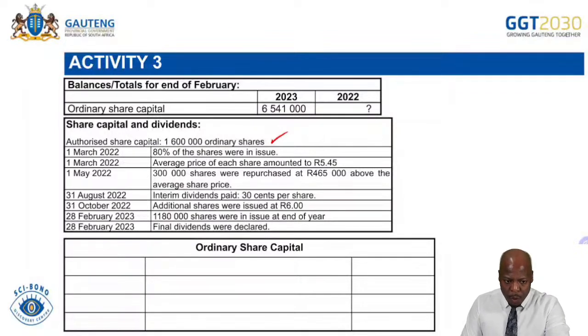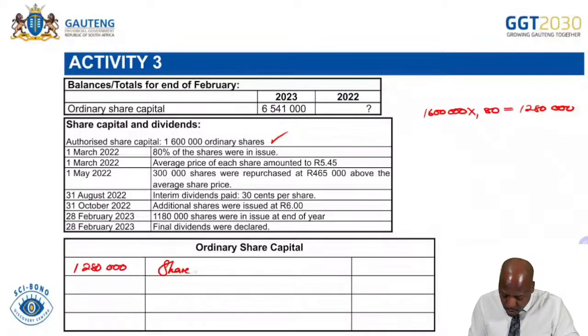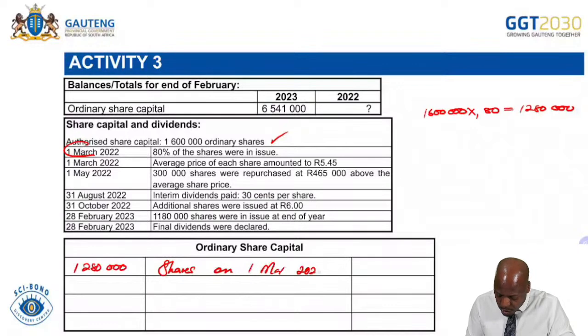So we take our 1.6 million, which is our authorized, and then we want to get the 80%. Make sure your calculators are closed once again. So 1.6 multiplied by 80%, how much do you get? 1,280,000. So I'm going to come here and I'm now going to say, at the beginning, I had 1,280,000 shares. Okay, shares, that is on which date? The 1st of March, the year 2022.